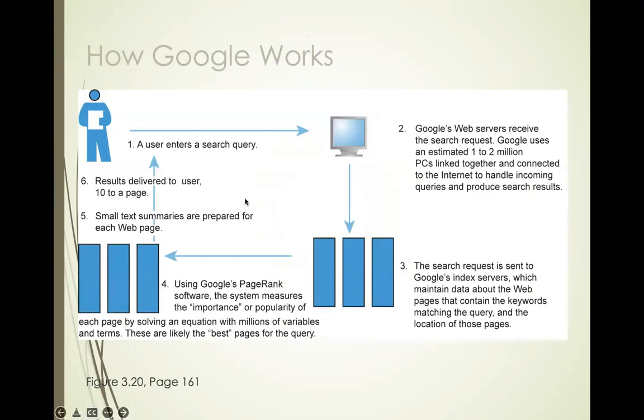How Google works. A user enters a search query and then Google receives the search request, and an estimated 1 to 2 million PCs linked together and connected to the internet handle incoming queries and produce search results. Search requests will be sent to the index server, which maintains data about web pages that contain keywords matching the query and location. After that, Google will use Google PageRank to measure the importance and popularity of each page, and it also depends on how much that website advertised with Google for ranking as well. It solves equations with millions of variables and terms. These are likely to be the best pages for the query. Then a small text summary is prepared for each web page and delivered to the user, 10 to a page. This is how Google works.